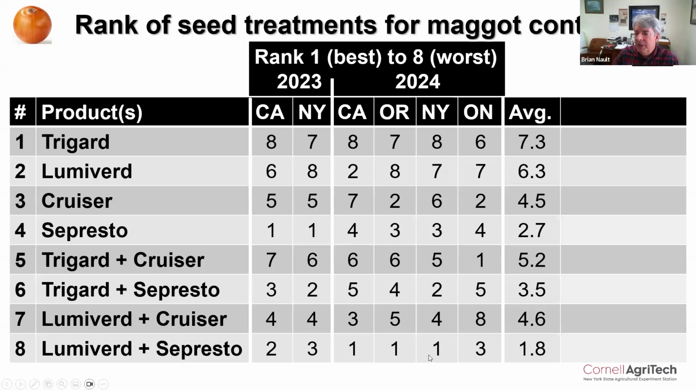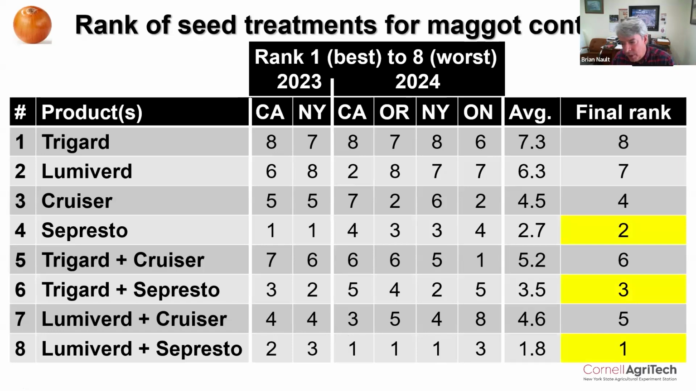Remember, I said that we did this trial also in 2023. And although some of the locations didn't have very high pressure, we did have pretty high pressure in California and New York. So I included the data in this as well, and then took the average of all 6 of these data sets. So what I'm going to show you now were the final rankings, with 1 being the best, 8 being the worst for these different seed treatments alone and also in combination.